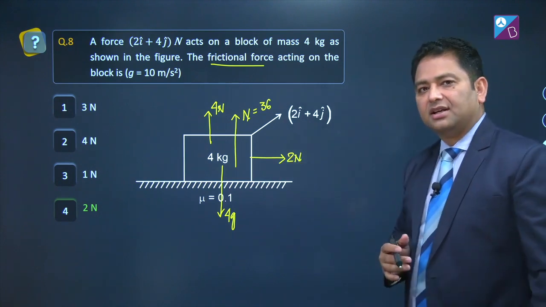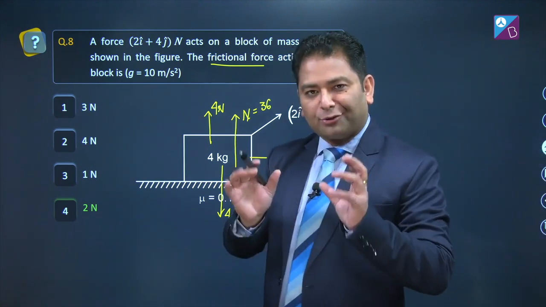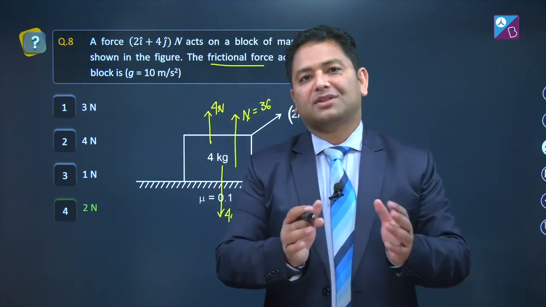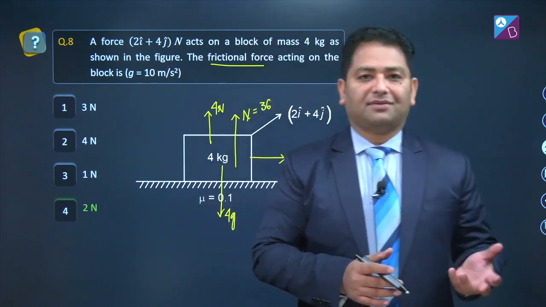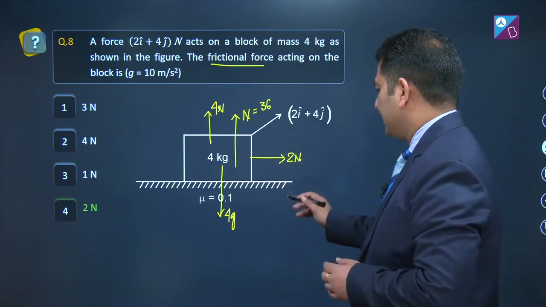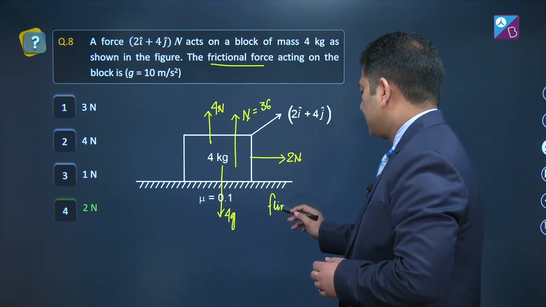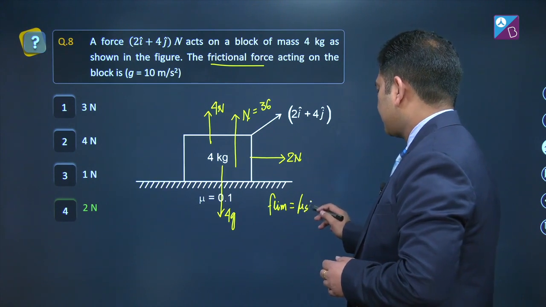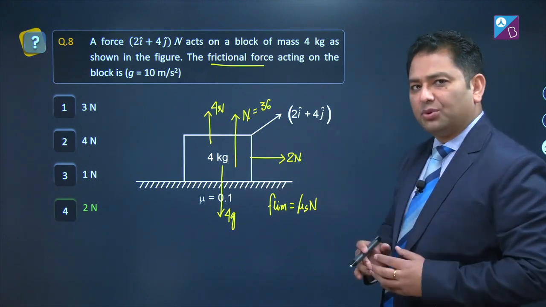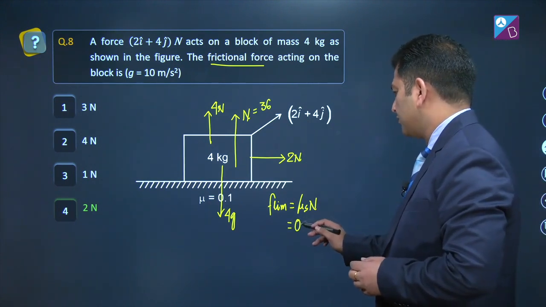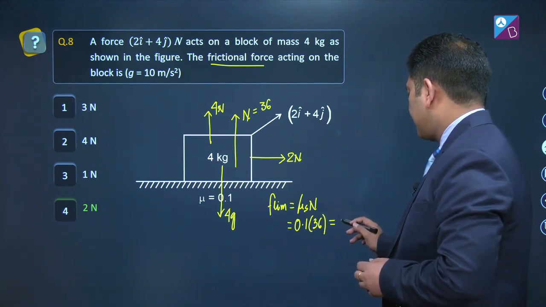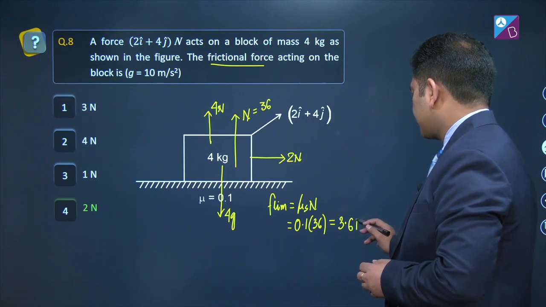Easy calculation. Now before you calculate friction, it's a tricky thing. First you will have to verify what the situation is. What sort of situation is there? Is it a case of static friction or is it a case of kinetic friction? To find that out, let us find the limiting friction. Now limiting friction is mu s multiplied by N. Simple mu means common for both mu s as well as mu k. So mu s is 0.1, normal reaction is 36. That means the limiting friction here is 3.6 Newton.